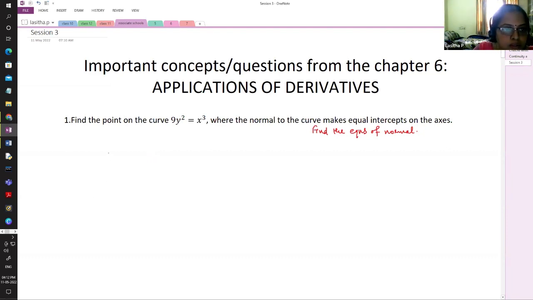So I hope you understood the question. Find the point on the curve 9y square is equal to x cube, where the normal to the curve makes equal intercepts on the axes. Here one doubt the children may ask is, what is the meaning of equal intercepts? The normal is a straight line, and when it makes equal intercepts, this length and this length, that is A and B, are equal. A is equal to B.